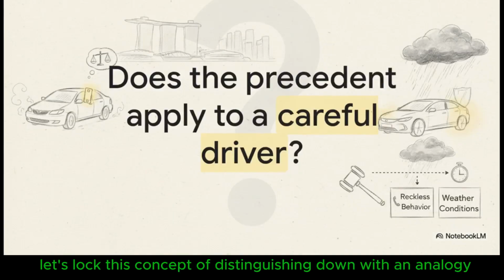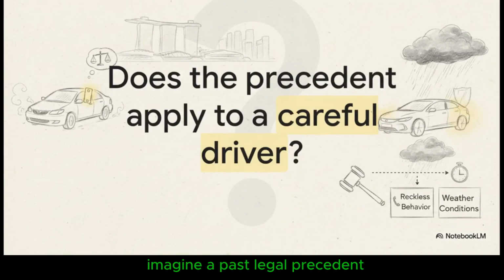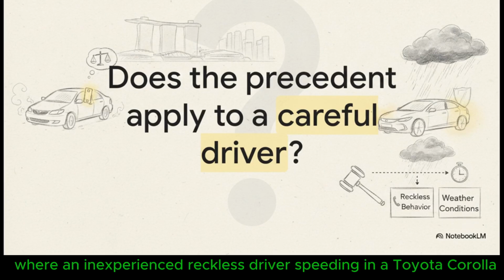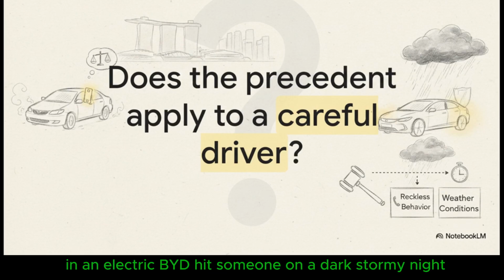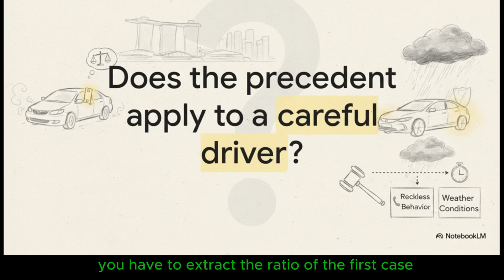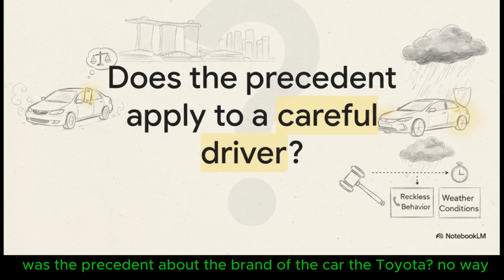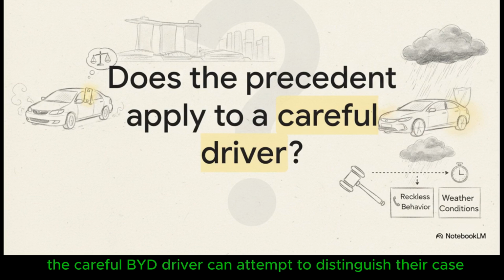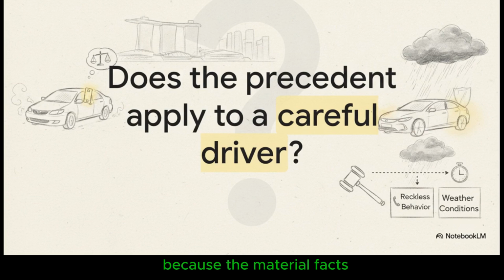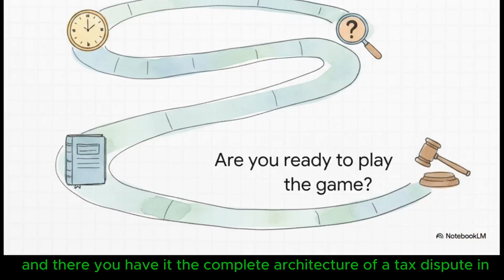Let's lock this concept of distinguishing down with an analogy. Imagine a past legal precedent where an inexperienced, reckless driver speeding in a Toyota Corolla hits a pedestrian and is found liable. Now imagine a new case. An experienced, careful driver in an electric BYD hits someone on a dark, stormy night. You have to extract the ratio of the first case. Was the precedent about the brand of the car, the Toyota? No way. It was about the reckless driving behavior. The careful BYD driver can attempt to distinguish their case because the material facts, their driving behavior and the weather conditions, are completely different. And there you have it, the complete architecture of a tax dispute in Singapore.